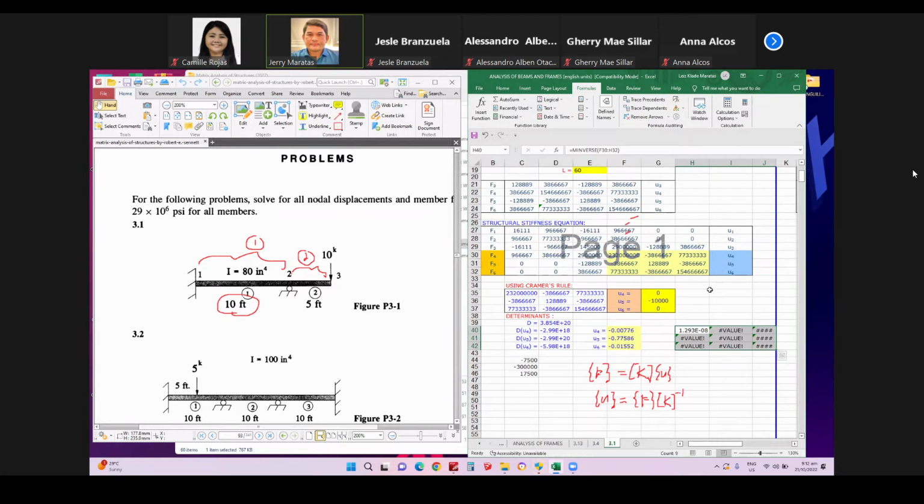Anyway, I'm going to check this later. But again, you have to get the inverse. After that, you multiply it by the force matrix, which is this one: F4, F5, and F6.